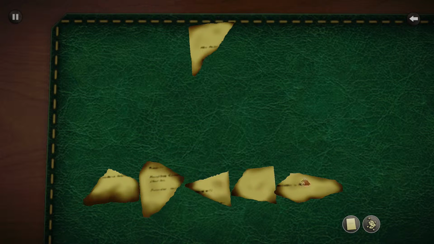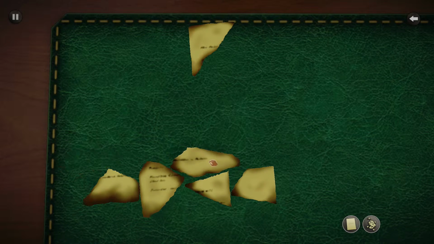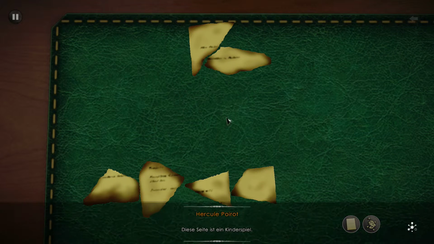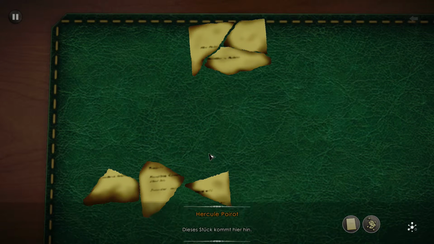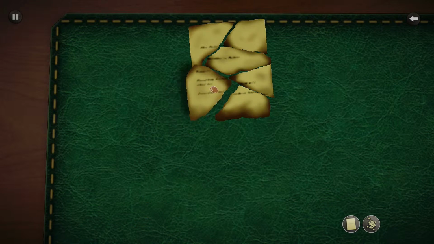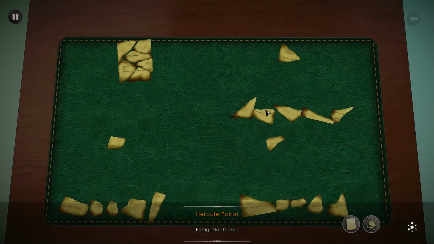Das könnte dahin passen, dann halt nicht. Das gefällt mir. This page is Child's Play. Okay, es gehört also einfach irgendwie so hin. This piece should be placed here. Aha. Dann hauen wir das Stück hier hin. Das da kommt da rein. Und dann kommt der da hin. This page is finished. That's done.